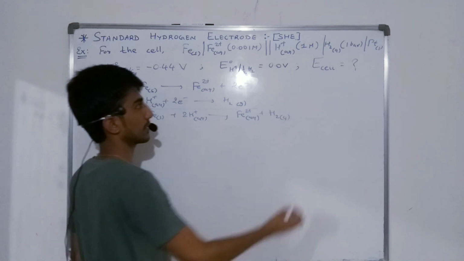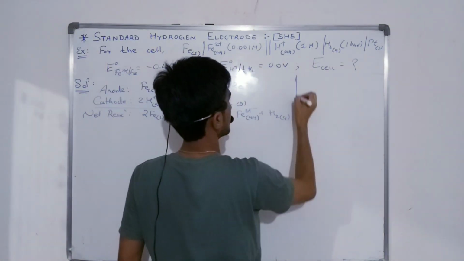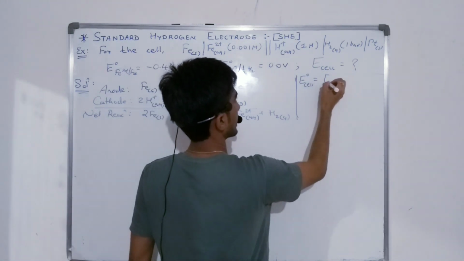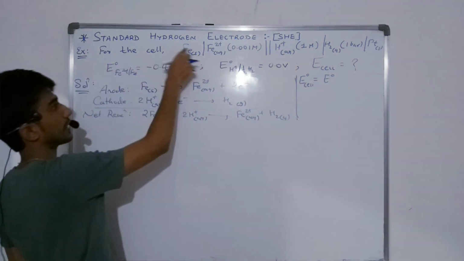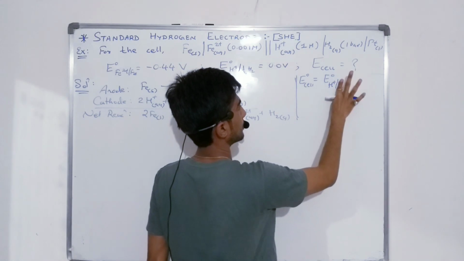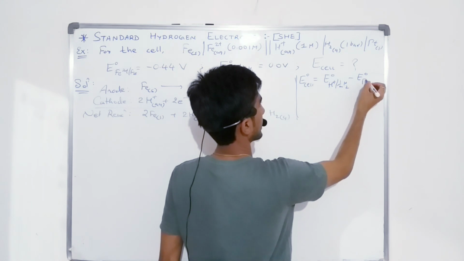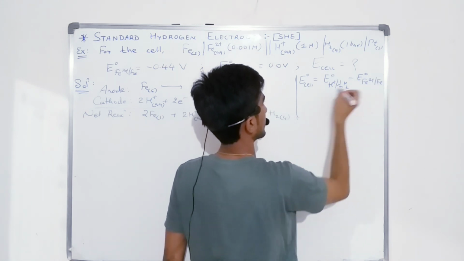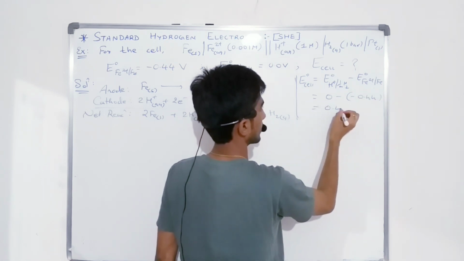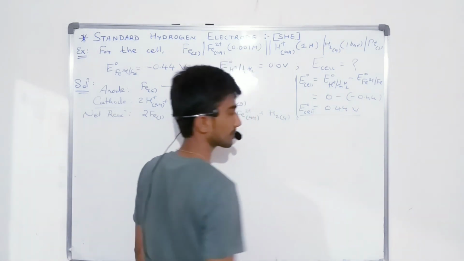Clear? Okay, here I am finding out E0 cell, standard cell potential. E0 cell is equal to standard reduction potential of cathode, that is of H plus by H2, minus standard reduction potential of anode, Fe2 positive by Fe. 0 minus of minus 0.44, so that is 0.44 volt. This is our standard cell potential.